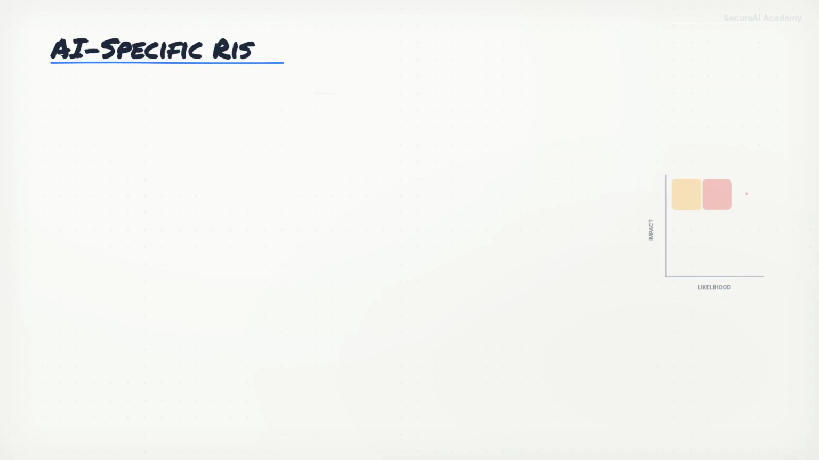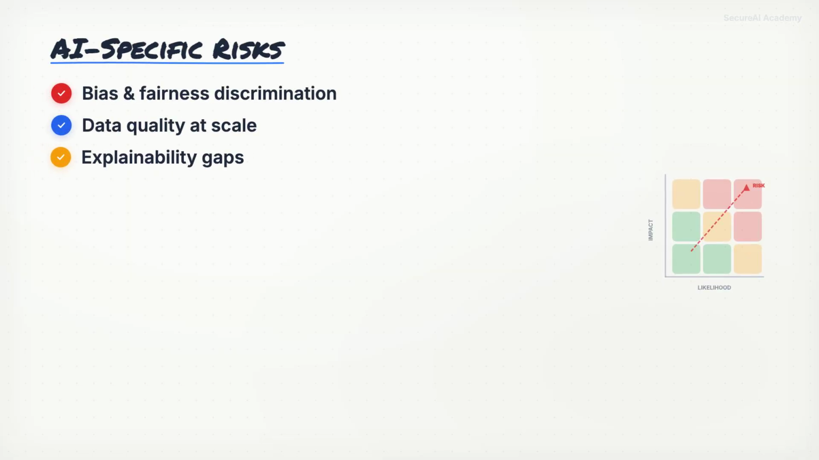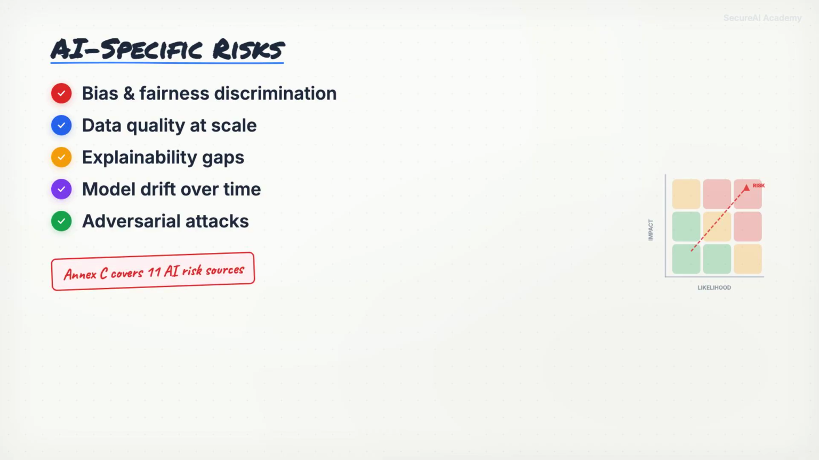AI systems have unique risks that traditional risk frameworks miss. Bias and fairness. Your model discriminates against protected groups. Data quality. Garbage in, garbage out, but now at scale. Explainability. You can't explain why the model made a decision. Model drift. Performance degrades over time as data distributions change. And adversarial attacks. Bad actors manipulate inputs to fool your model. These are the risks that Annex C specifically addresses.